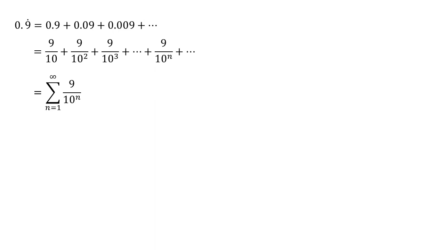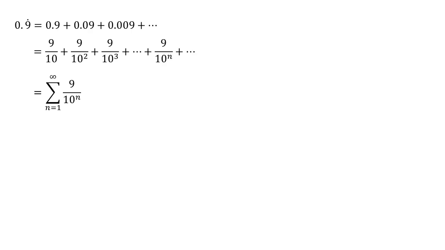So this is a sum from n equals 1 to infinity of 9 over 10 to the power of n. So all this means is that we're starting with n equals 1, that gives us 9 over 10. Then we're adding the same expression where n is equal to 2, so 9 over 10 squared, and so on until infinity. And what we can see here is that we've got a geometric sequence.